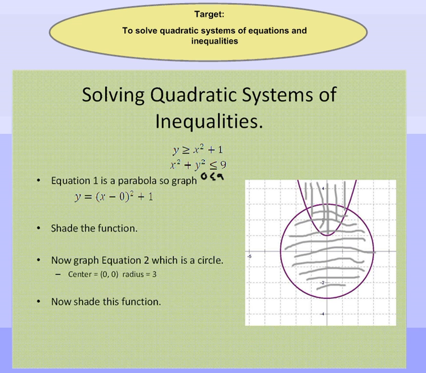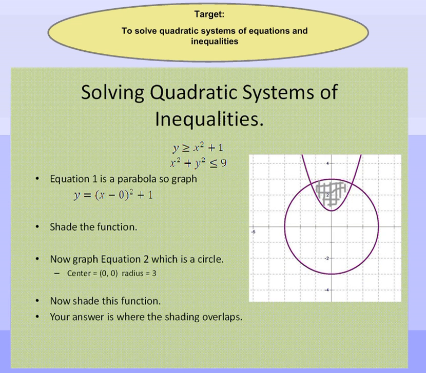For our final solution now, where's the shading overlapping? The shading is overlapping right there, where the parabola and the circle's shading meet. That is our solution to this system of inequalities.